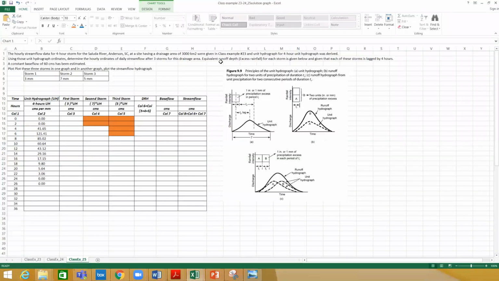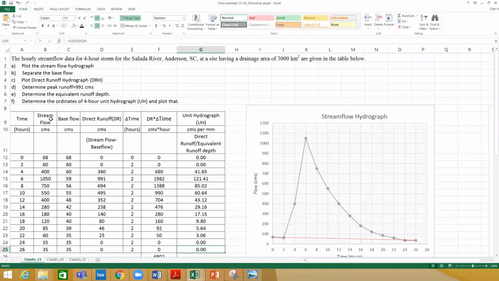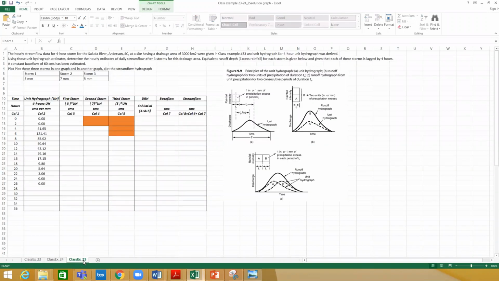Now we will start class example 25. For 25, it's kind of the opposite of class example 23. For 23, we started from streamflow and found the unit hydrograph. For 25, we will start from the same unit hydrograph and we will try to find the streamflow for the same area.